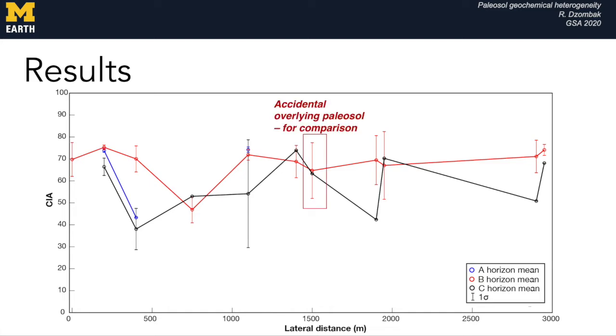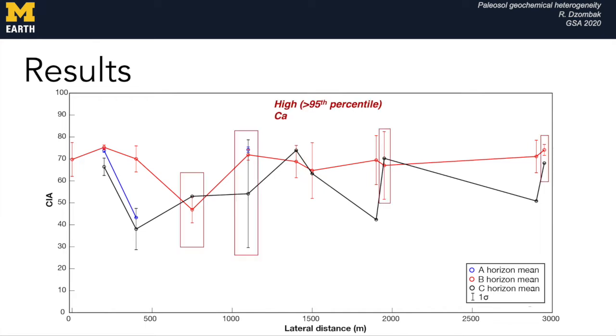And if we pull out that one overlying profile, we actually see that it fits in pretty well here, which just suggests that there's a period of relative climatic stability in this little basin. And then looking at the ones where we actually had some of those high values, that's where we start to see some really big error bars, which are just the standard deviation. So those calcium values are really pulling down the CIA values for those profiles.